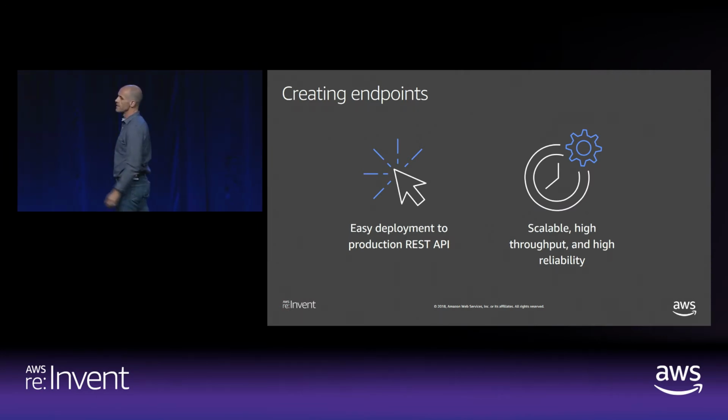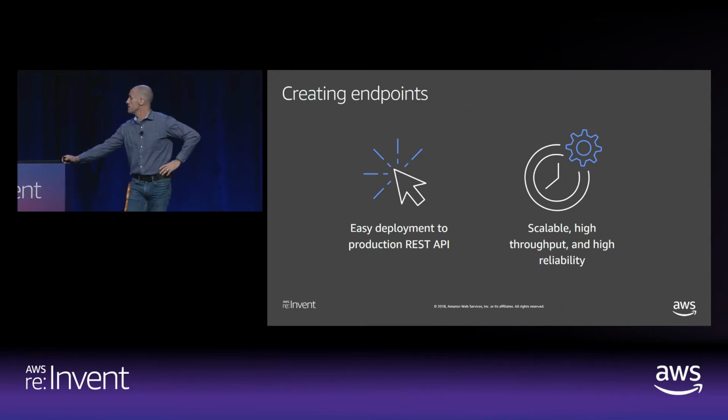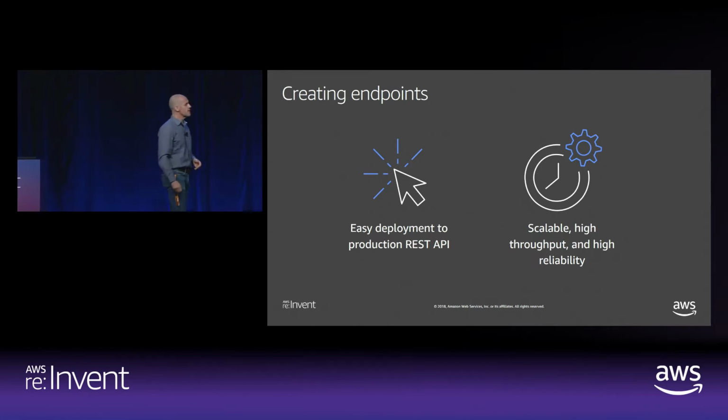The key concept that we need to use here is that of endpoint. An endpoint is a RESTful API endpoint that allows clients written in any language, of course, to obtain predictions, whatever predictions you may want. And again, Michael will describe some of those. These endpoints are scalable. They have high throughput. They have high reliability. The whole AWS infrastructure and the whole management of a fault-tolerant system is delegated to SageMaker.